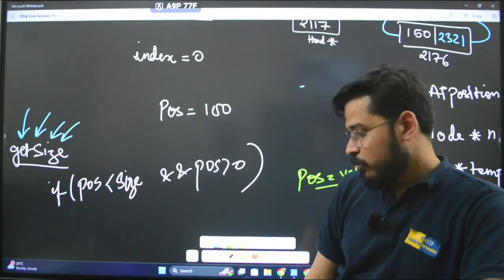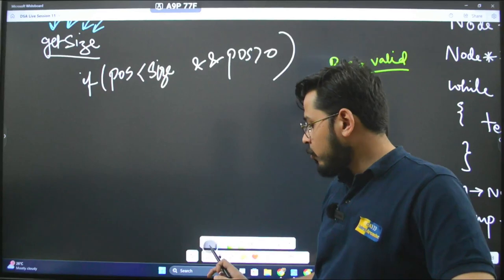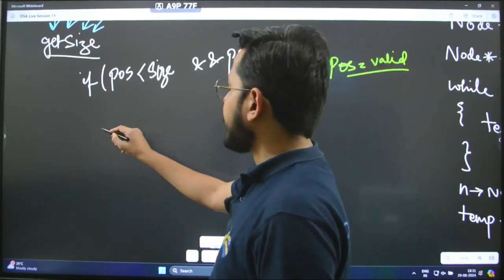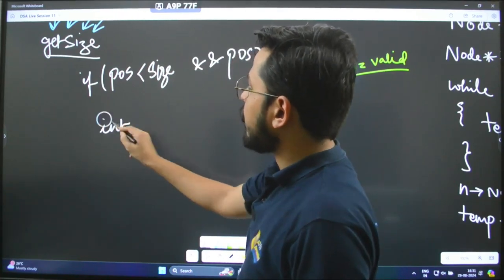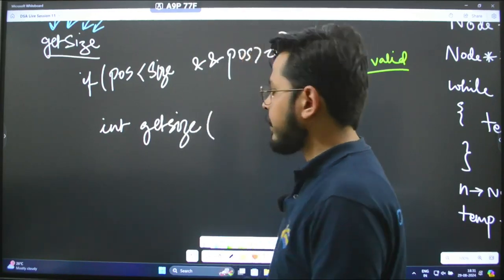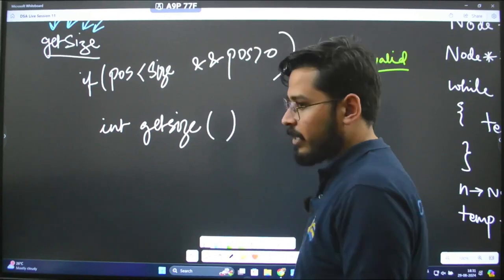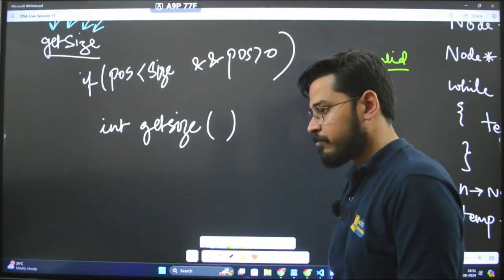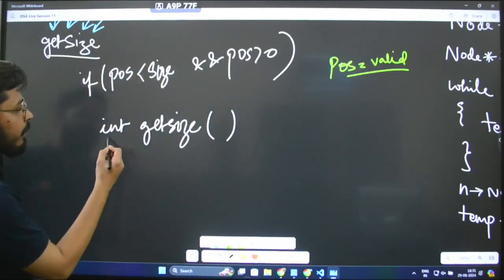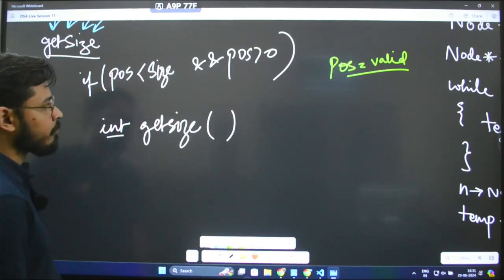So we need to write the code for that as well. To write the code for that, what will we do? Simple traversal. I'll create an int type getSize function, which will get the size of the linked list. It is not going to take any variable as a parameter because it doesn't have to, it is just going to return the size. That is why I have taken the return type as int in this case.